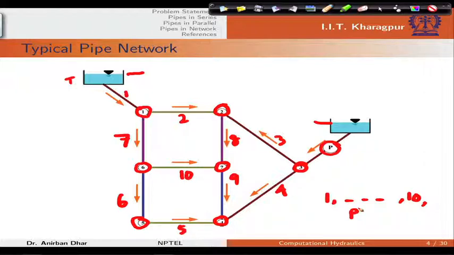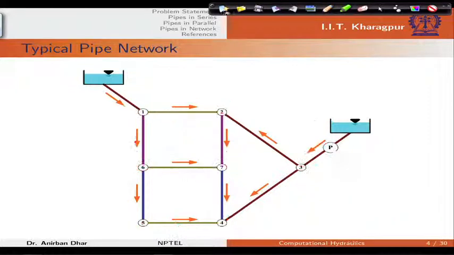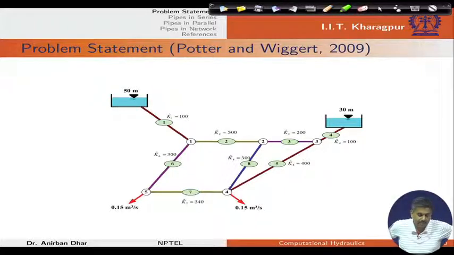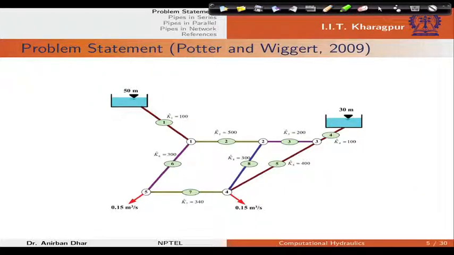So, we need to see how we can incorporate a pump or difference in elevation in case of our pipe network, and how we can solve that using our usual Hardy-Cross method. So, let us start with one typical problem.